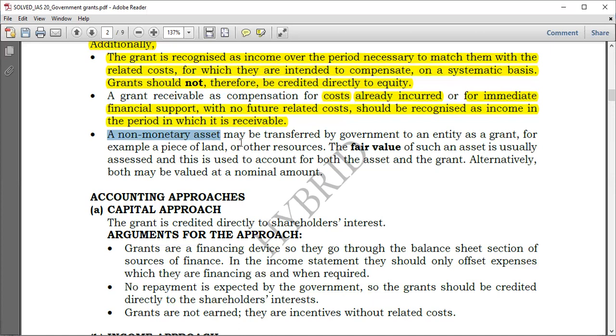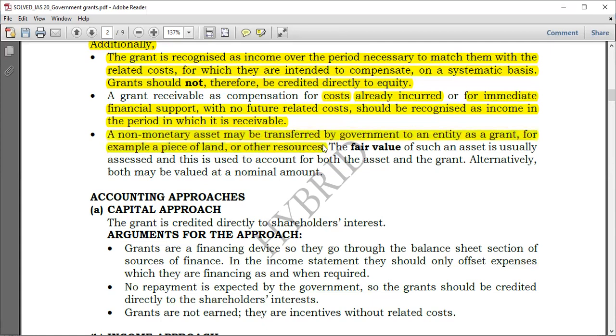Okay, so a non-monetary asset like PPE may be transferred by the government to an entity as a grant. Let's say the government, instead of giving you money, gives you a plant. Take this plant and produce, but make sure that you hire at least 50 employees and they stay with you for at least 10 years. So it may be given by the government. For example, a piece of land, let's say, or other resources.